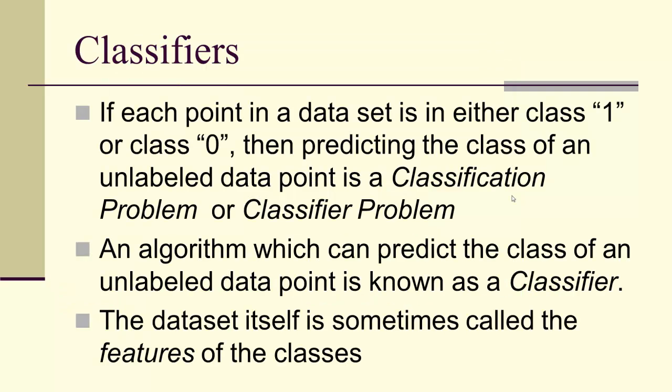So classifiers are algorithms or problems in which the data set is divided into two classes, class 1 or class 0, and the goal is to predict the class of an unlabeled data point. Now, an algorithm which can predict the class is often called a classifier, and the data set, the part that's used to actually make the predictions, is sometimes called the features of the classes, and this is what we'll use.